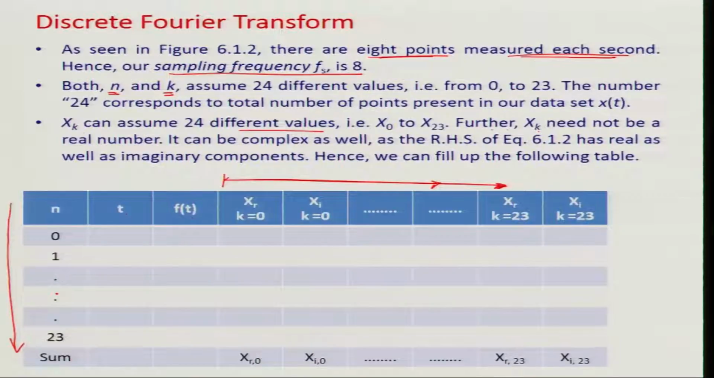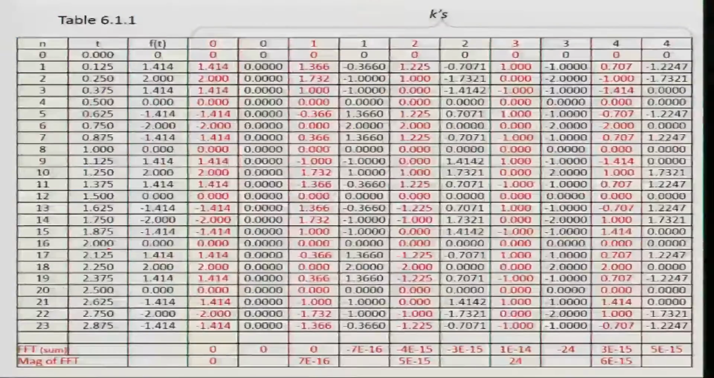So, this is what there is. Now, we will learn how to do it. Okay. So, this is what we do. This is an illustration of how for each value of k we can compute x k. So, first n is equal to 0 to 23, it has been listed here.